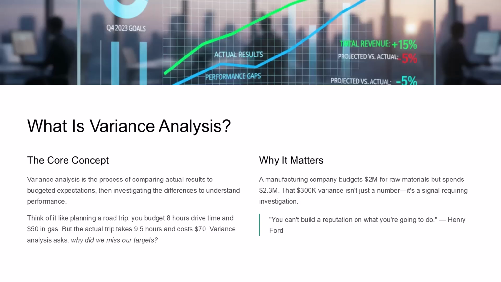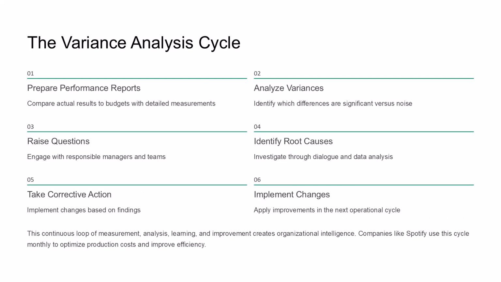We do variance analysis not because we love comparing numbers. We do it because it reveals truth, exposes inefficiency, and drives better decisions. That's power. The variance analysis cycle, from data to decision. Now let's talk about how variance analysis actually works in practice, because understanding the cycle is essential to making this tool useful. The variance analysis cycle follows a logical sequence that moves from measurement to action.